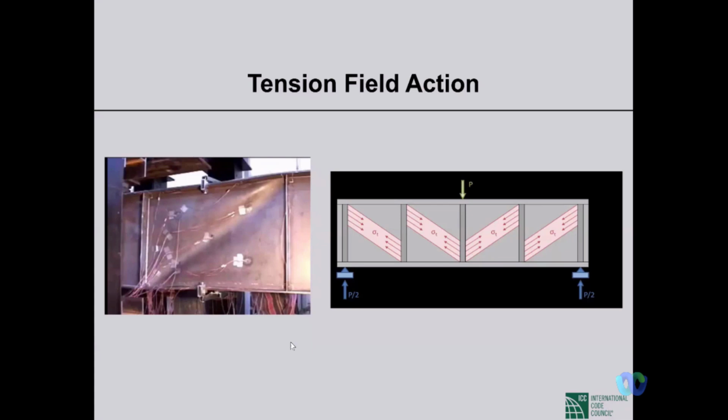So what is tension field action? As I said, in the case of concrete, when you talk about shear, we are always very worried about diagonal tension, right? Because concrete cannot take tension. In the case of steel, we are worried about diagonal compression that causes buckling. But when there is diagonal compression, there is also diagonal tension on the other side. When it buckles in one direction, there is compression. In the other direction, there is tension. But steel can take tension.